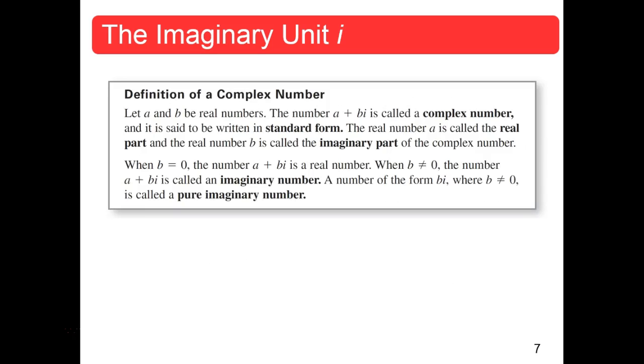Okay, so here's the definition of a complex number. Let A and B be any real numbers in the world. Rational, irrational, positive, negative, fractions, decimals, it doesn't matter. The number A plus BI is then called a complex number. And it's said to be written in standard form when you write it like that. The totally real part plus or minus the real times the imaginary unit.